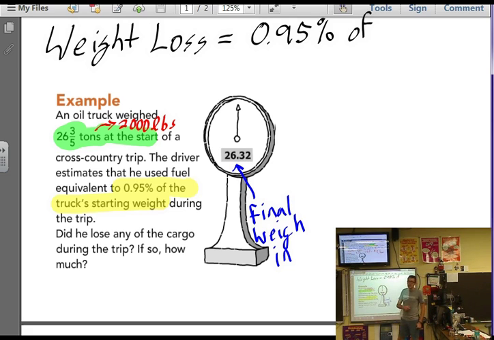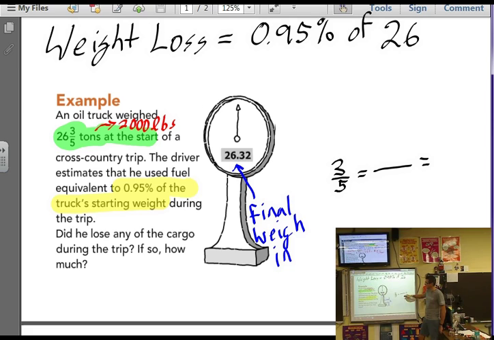Did he lose any of the cargo during the trip? Like if the seals leaked and things sloshed out, which would not be good because oil on the highway is a very bad thing. So we can set up our formula that weight loss is going to equal 0.95% of our initial starting weight which is going to be 26, but we don't really want to work in the mixed number form, so it'd be better to convert my 3/5 into a decimal.